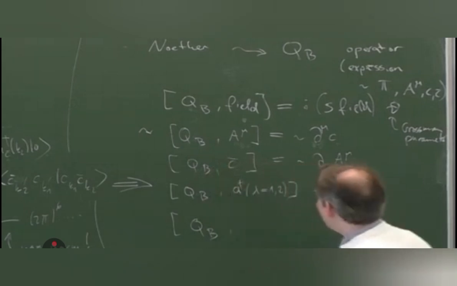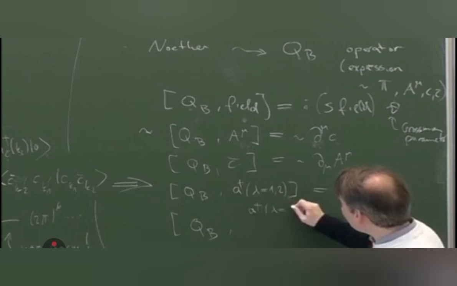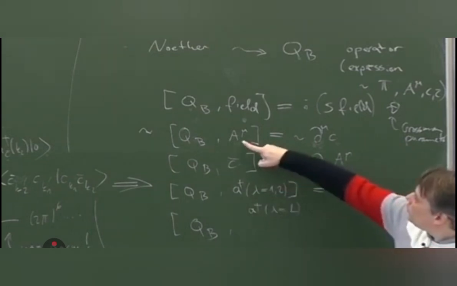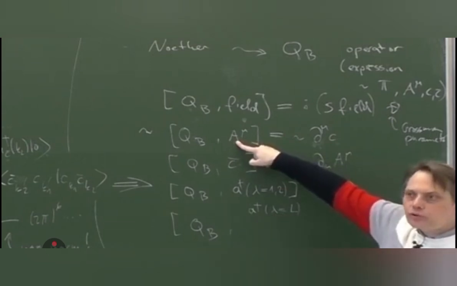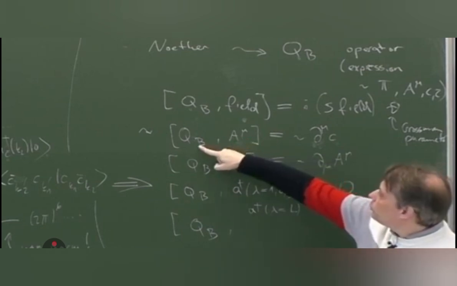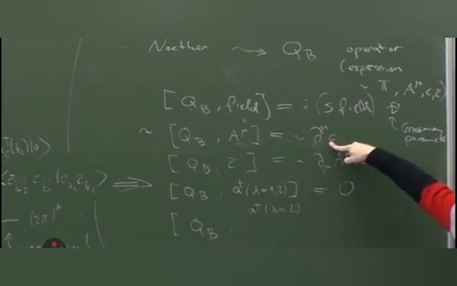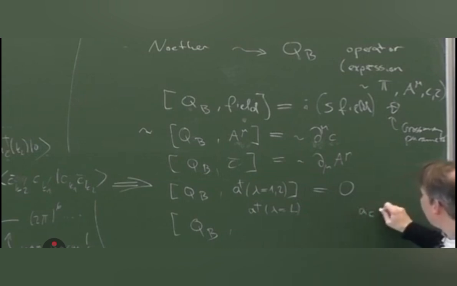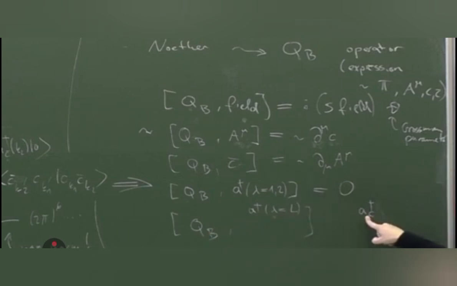Let's write down something that does not vanish. If you start with A dagger of lambda equal L, then this corresponds to the term here in the vector field where the epsilon is proportional to k mu. So then you do the commutator of QB with this A dagger. The prefactor is k mu. So on the right hand side you then get also k mu times the creation operator of the ghost. So the commutator of QB with A dagger of lambda equal L gives you A dagger of the ghost field.